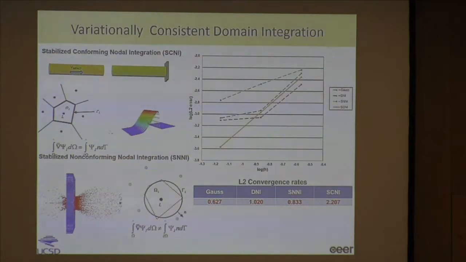But what you see here, I have tested four different methods: low order Gauss quadrature, direct nodal integration, simply integrated at the point, stabilized non-conforming nodal integration, and stabilized conforming nodal integration. Out of these four, only SCNI gives you the right convergence rate, and the other three have very poor rates of convergence. In fact, SNNI, although it suppresses the zero energy mode, in terms of L2 norm the error is even worse than direct nodal integration, because the gradient is calculated away from the nodal point.